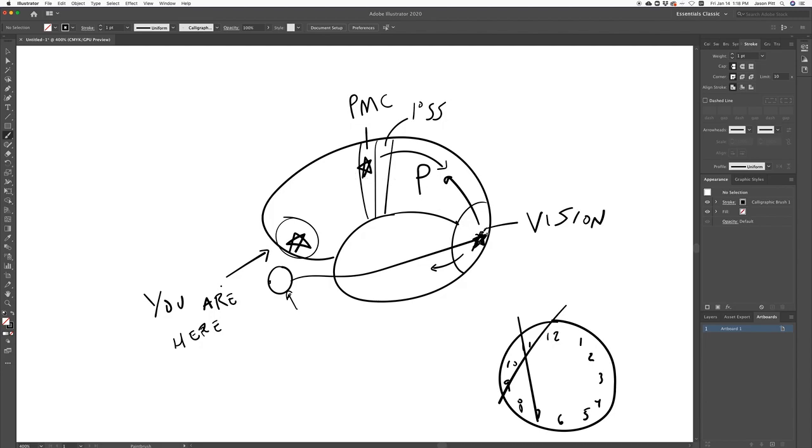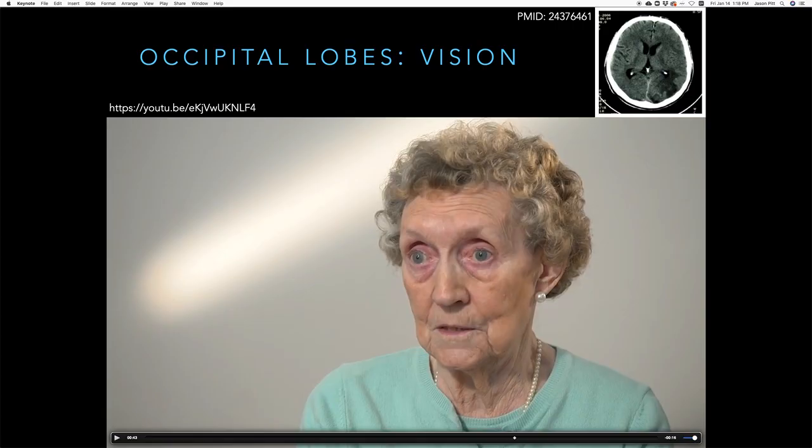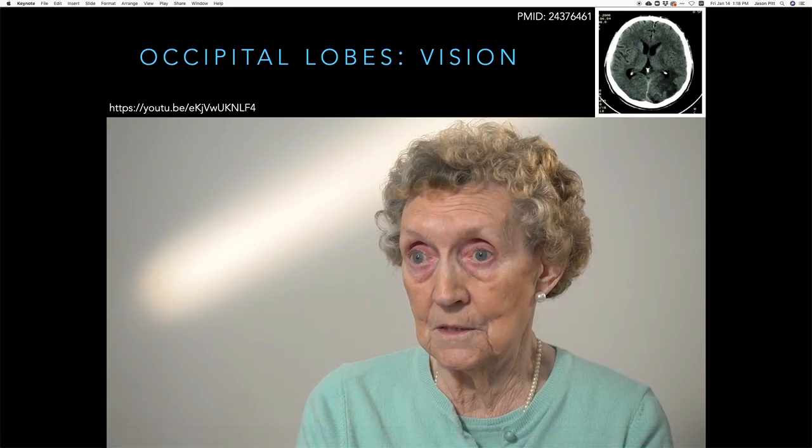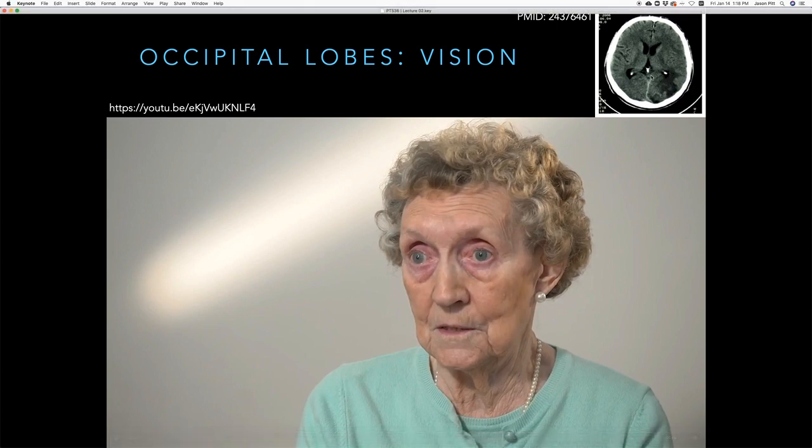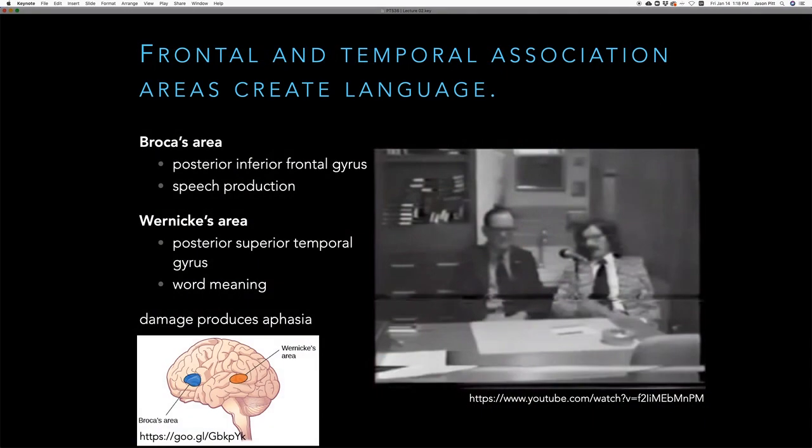So when we have damage in the visual cortex and we start hallucinating, we are aware that there's a problem. Here we can see an example in the upper right. This is an example of someone who has Charles Bonnet syndrome because of damage back in the occipital lobes. So occipital lobes, think vision.